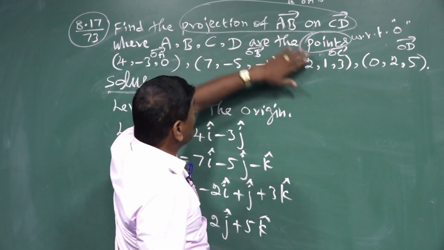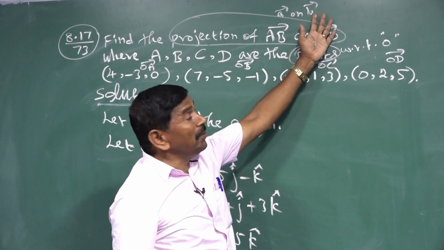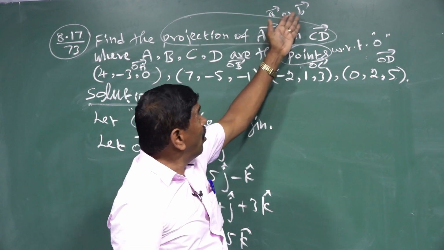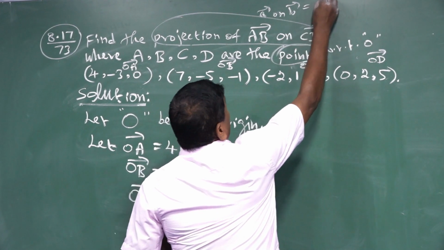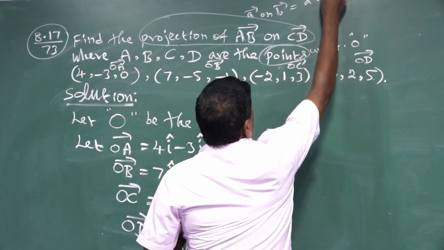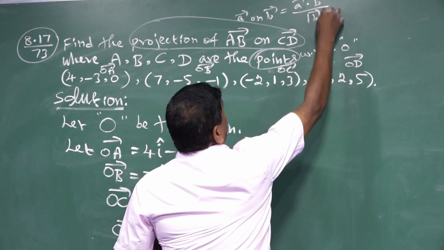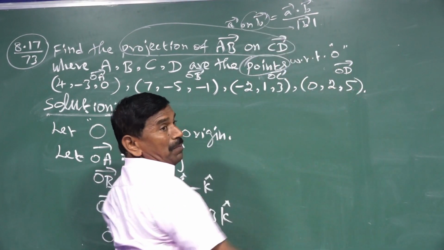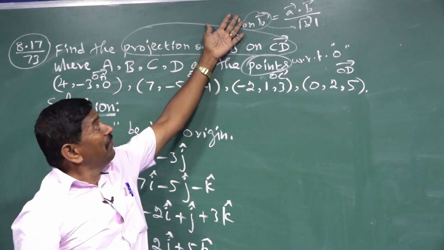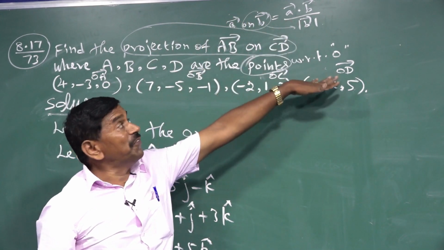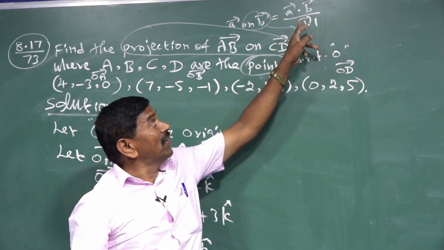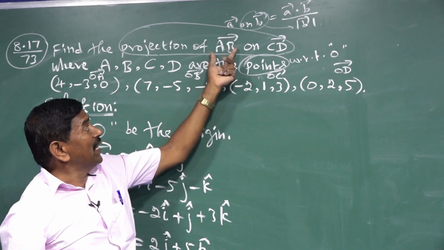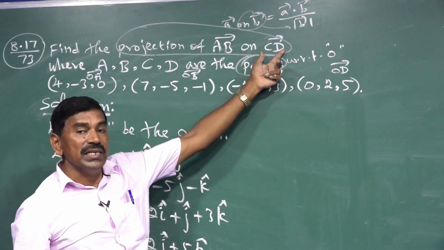The projection of A vector on B vector is given by the formula A vector dot B vector divided by modulus B vector. Here, the on keyword comes in the denominator. Here A vector is acting as AB vector and B vector is acting as CD vector.